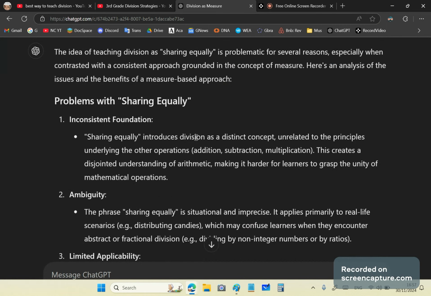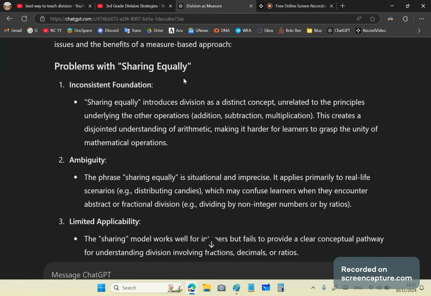So here's an analysis. The problem with sharing equally is that you have an inconsistent foundation, okay? What that means is it introduces division as a distinct concept, which is unrelated to the principles underlying the other operations. In other words, it comes before them. And of course, subtraction should come before addition and multiplication last. This creates a disjointed understanding of arithmetic, making it harder to grasp the unity of mathematical operations. So just take a minute and think about that. You can stop the video, go grab a cup of coffee, and come back.